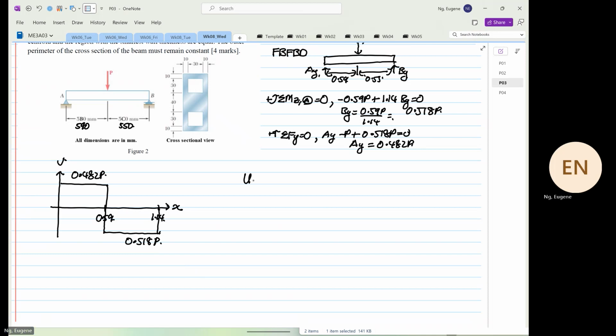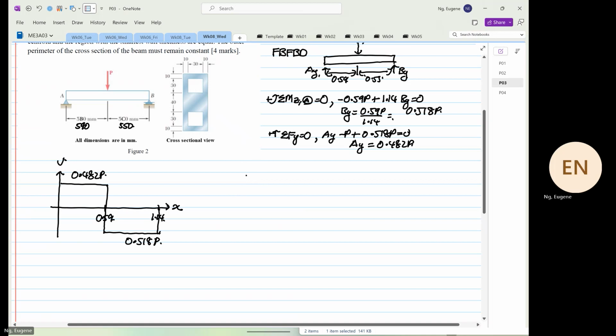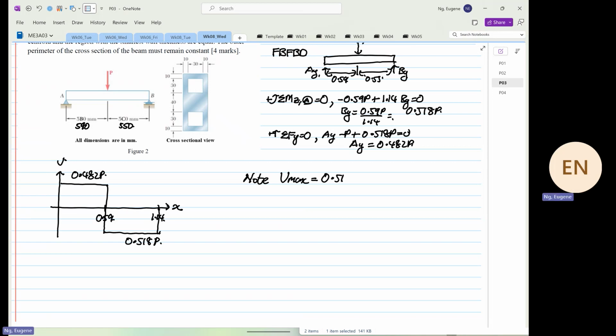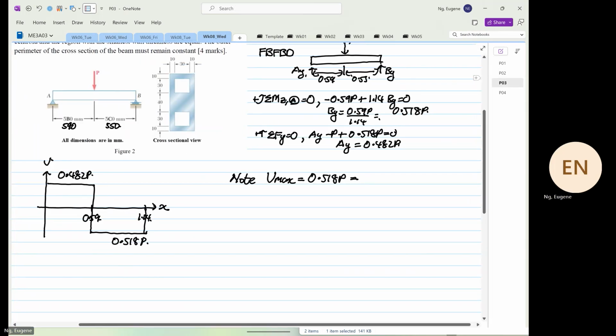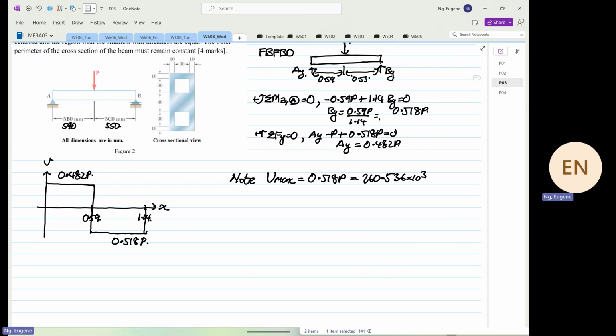So, noting that Vmax is equal to 0.518P, and this will be equal to 260.536 times 10 to the power 3. P will be equal to 260.536 times 10 to the power 3 divided by 0.518, which is 502.965 times 10 to the power 3 Newton. This is your answer. Let me do it again.